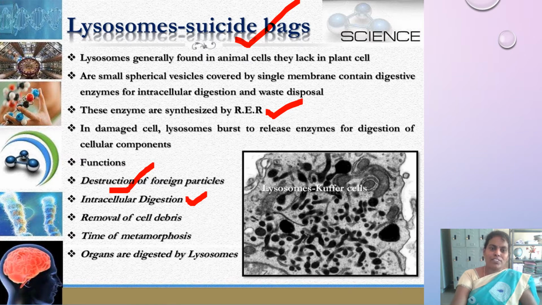And removal of cell waste. If any cell organelle gets damaged, that cell organelle also comes to the lysosome and is digested by that lysosome only, because of the strong digestive enzymes present inside the lysosomes. They also act at the time of metamorphosis, when organs are digested. Just now I told you, if any cell organelle gets damaged, it is digested by the lysosomes only.